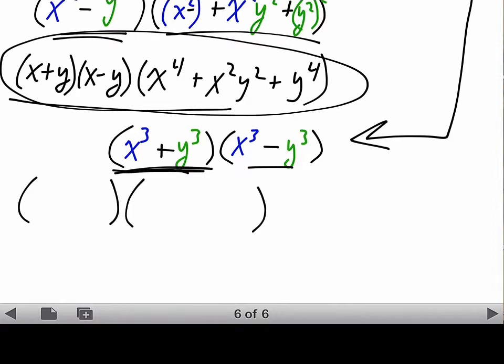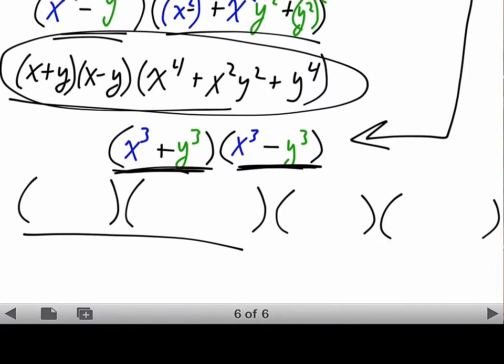This first factor is going to factor into a smaller set of parentheses and a bigger set of parentheses. The second factor, likewise. So let's take these one by one. X cubed plus y cubed is going to factor into x plus y, because for the first set of parentheses, we essentially drop the cubes. And then, focusing on this x plus y, we're going to have x squared minus xy plus y squared, using that SOAP acronym that we saw earlier.